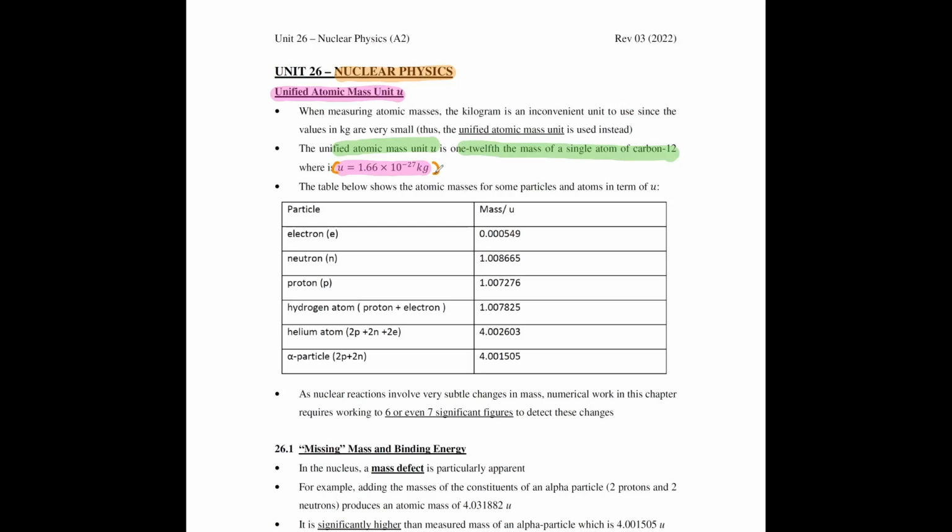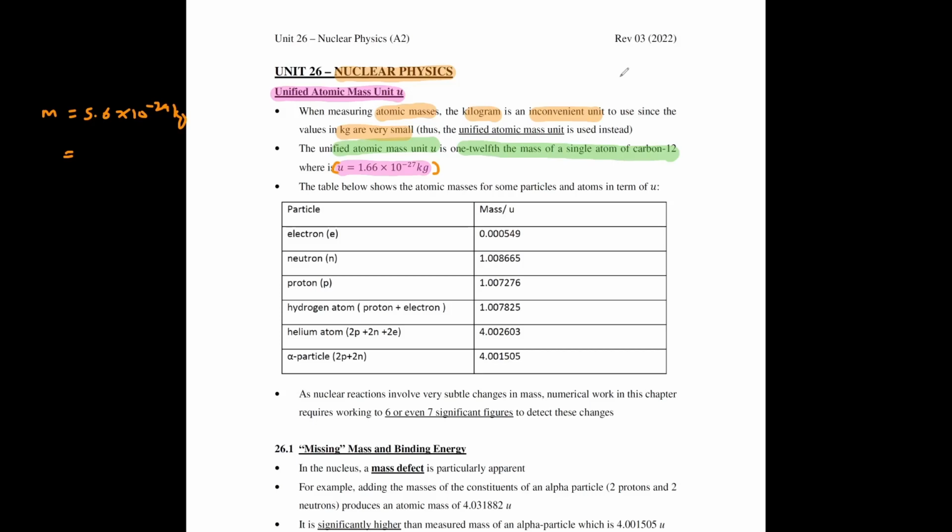All right. Now, why do you need to use unified atomic mass in this chapter? It is because when you're talking about nuclear physics, you are often dealing with atomic particles. So when it comes to the masses of atomic particles, using the kilogram is actually an inconvenient unit because the values in kg would be really, really small. Okay, for example, if I tell you the mass of a particular nucleus is maybe 5.6 times 10 power minus 29 kg, notice this one is really, really small. So in order to make it somewhat more convenient to deal with, you will sometimes express the mass of an atomic particle in terms of U instead.